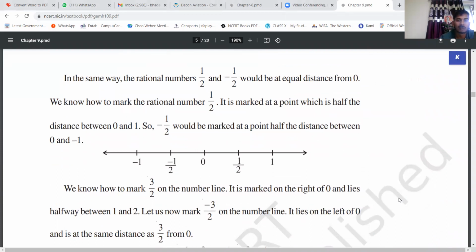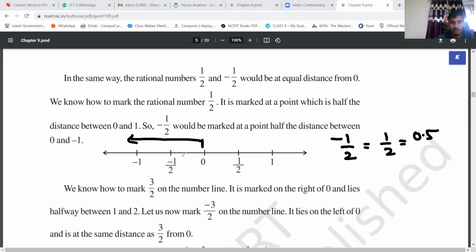They have told you to mark -1 by 2. Now for -1 by 2, you need to do the division first. The first is negative, so you need to remember that it will be on the left hand side. Okay. So divide 1 by 2. It will be how much? 0.5. So 0.5 will be coming where? 0.5 will be coming between -1 and 0. So in the center, that is where -1 by 2 will be marked.